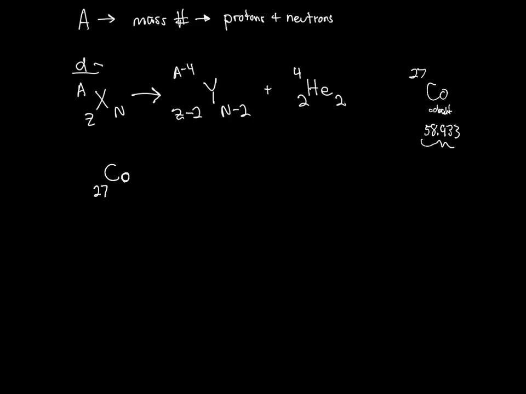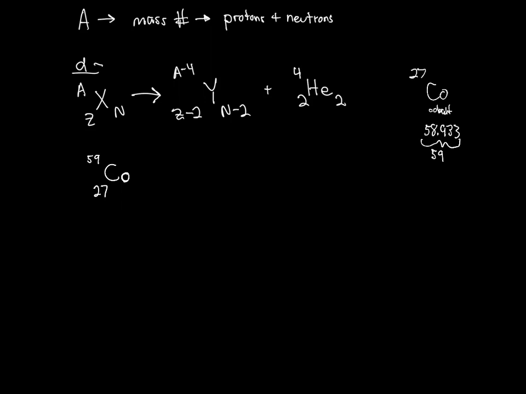This number, the atomic mass number, tells you the number of protons and neutrons you have. But can you have a fraction of a neutron? That's a fraction, right? So what you have to do with the atomic mass number is basically round it. So what would that round to, to figure out what the A is? That would round up to 59. So my A, my mass number, is going to be 59.